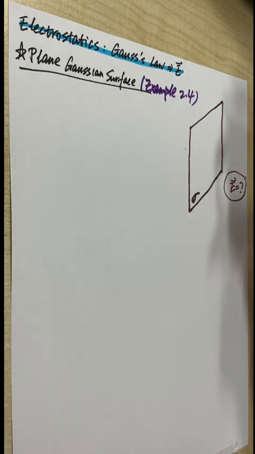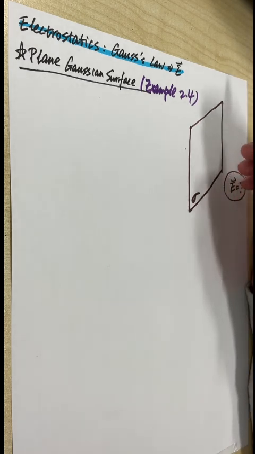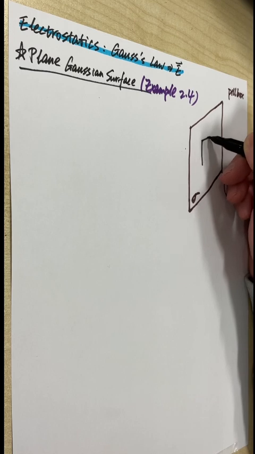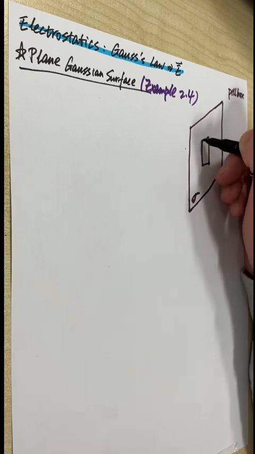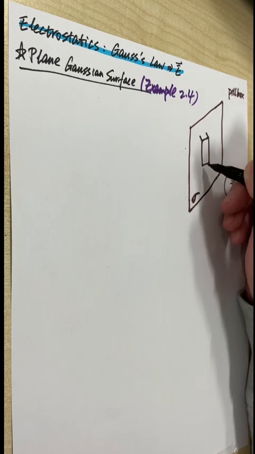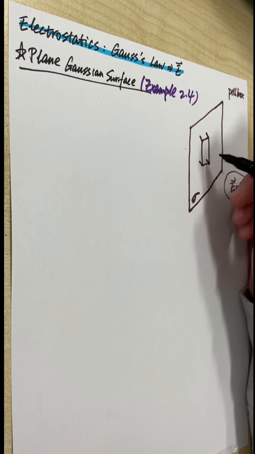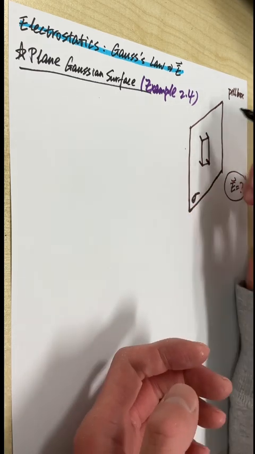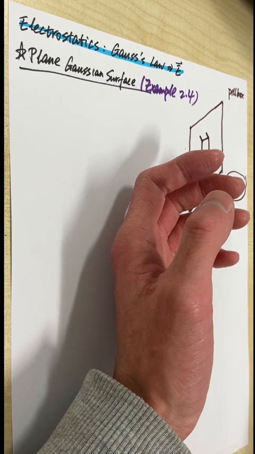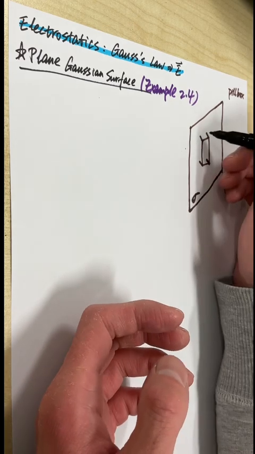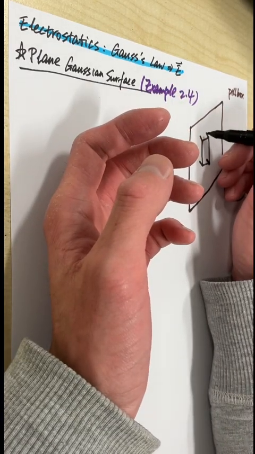So imagine we have a Gaussian pillbox, which has an area and a very, very small height, and the box is crossing the plane, so it comes out a little bit outside on the right-hand side of the plane and a little bit outside on the left-hand side of the plane. On the other side, the box is closed.